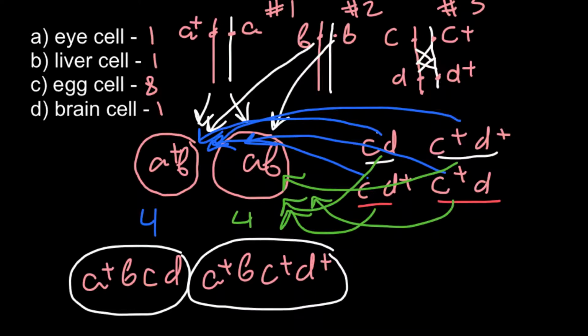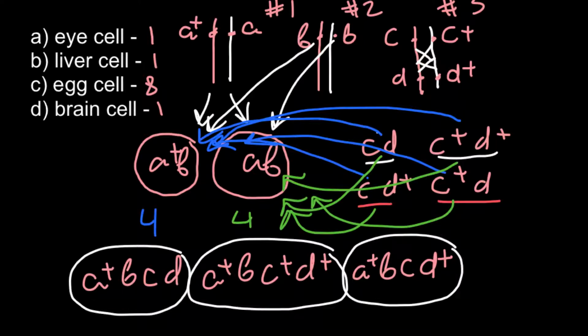And we may also have A plus B and recombinant, that is going to be C, D plus. So this is going to be third variant of the gamete, and another one would be AB and C plus D. A plus B and C plus D. So fourth variant of the gamete.